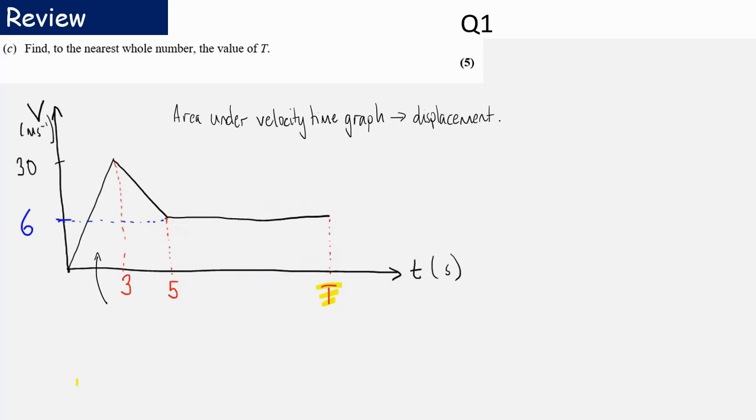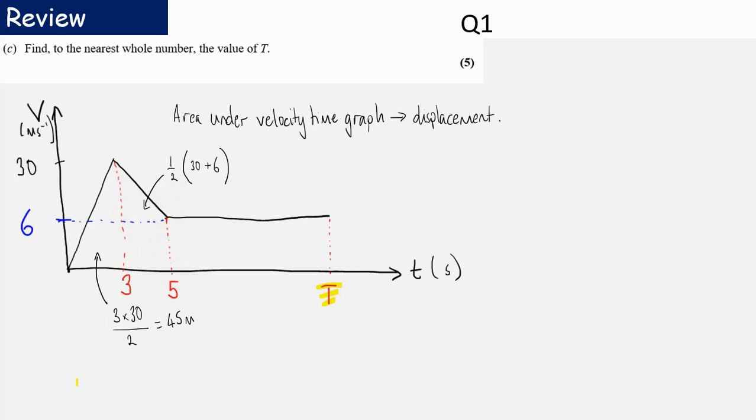Area of a triangle, so that's the base, which is 3, multiplied by a height of 30 all over 2. That makes 45 meters. For this trapezium shape, half the sum of the parallel sides, so one of these parallel sides is 30, the other of these parallel sides is 6. So that's showing 30 for that height, that's showing 6 for that height.